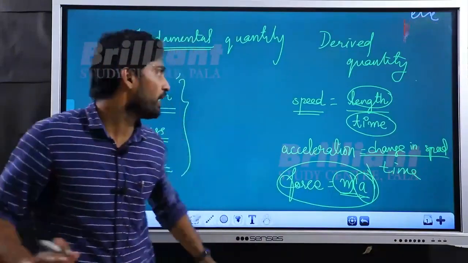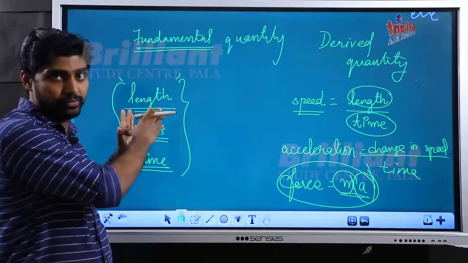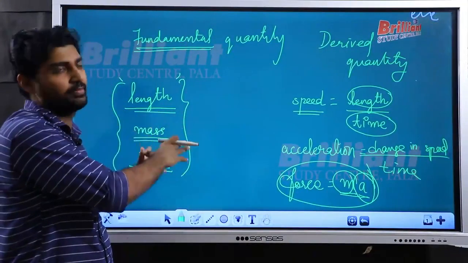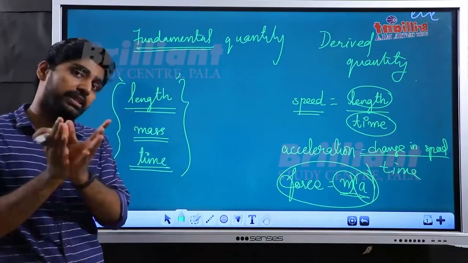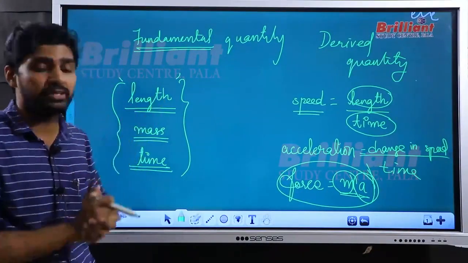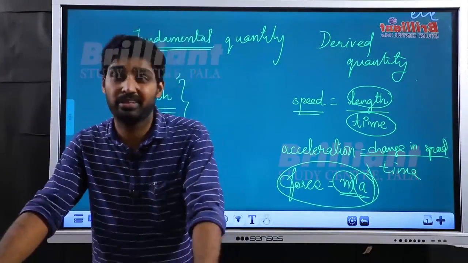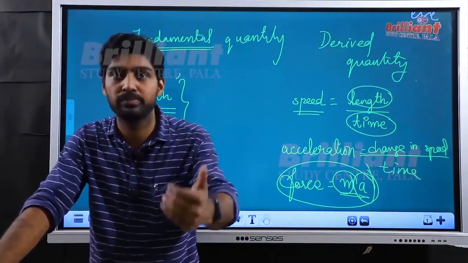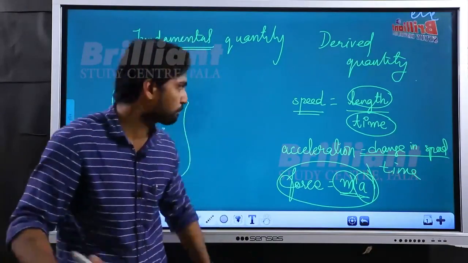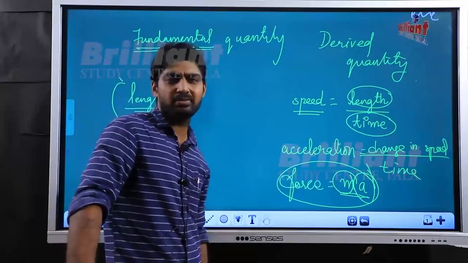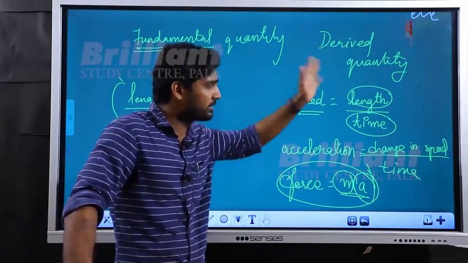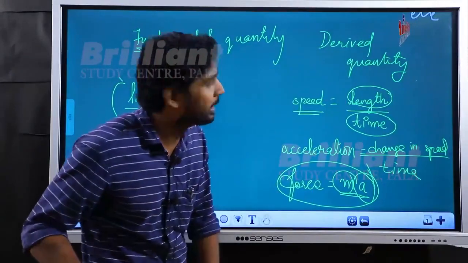So we have a number of fundamental quantities. Actually, we accept 7 different quantities as fundamental quantities. We'll name them when we are dealing with units. And all the other quantities come under this category, that is, derived quantities.